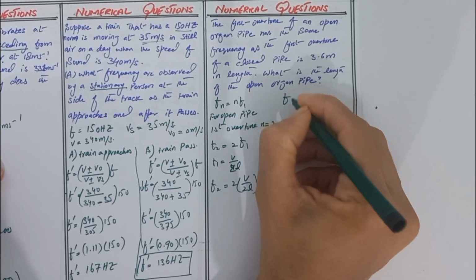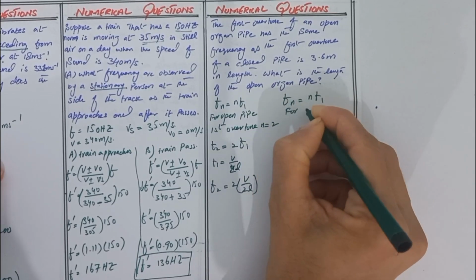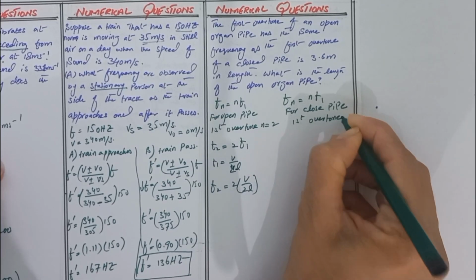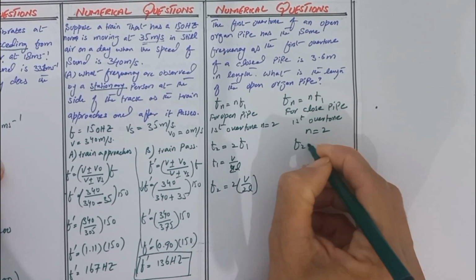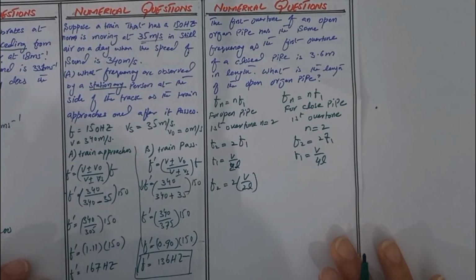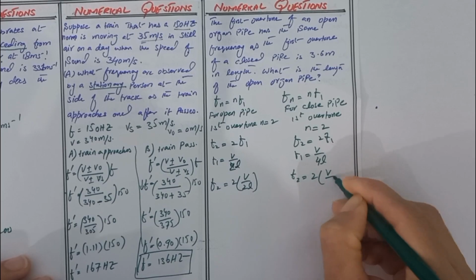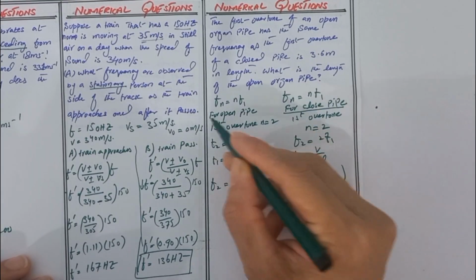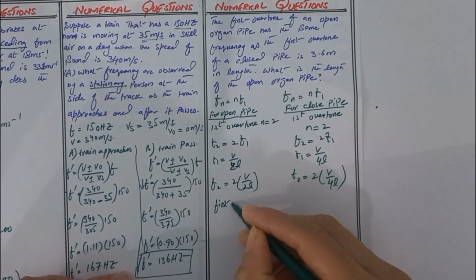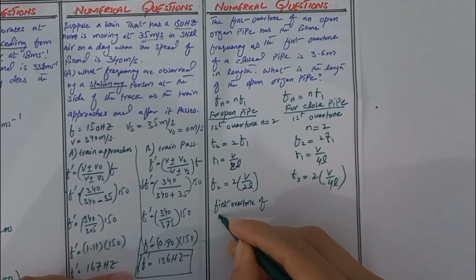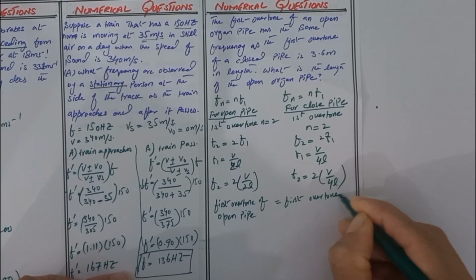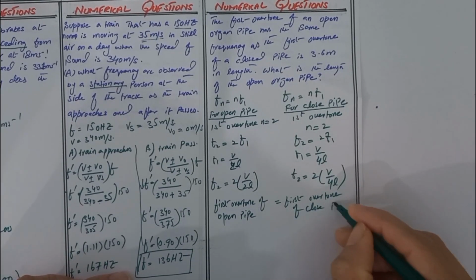Similarly, Fn is equal to N f1 for the closed pipe. For the first overtone, N is equal to 2, so F2 is equal to 2 F1, and F1 is equal to V over 4L. So we write F2 is equal to 2V over 4L. This is for the closed pipe, and the previous one is for the open pipe. Then the first overtone of the open pipe is equal to the first overtone of the closed pipe.